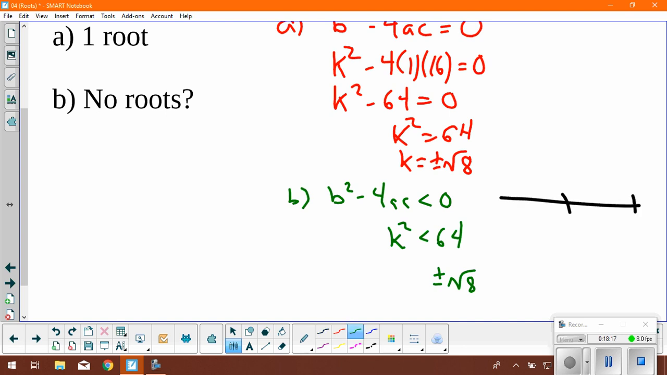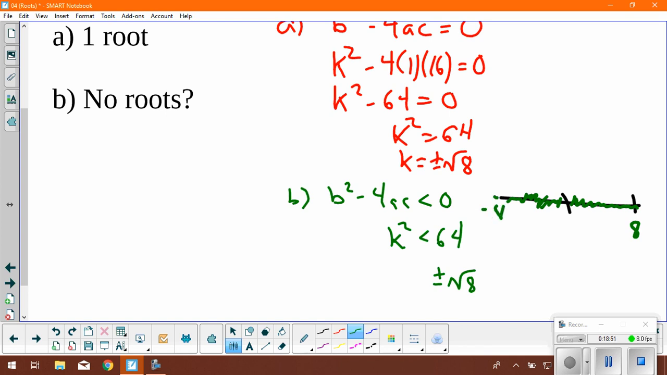If I want the square of k to be less than 64, then k needs to be less than 8, right? Because 7 squared would be 49, 6 squared would be 36. Even 7.5 squared would be like 56 point something. So anything between 0 and 8 would be okay. When I start going into the negatives, that's also okay, because negative 1 squared, negative 2 squared would be 1 and 4 respectively, but still less than 64.